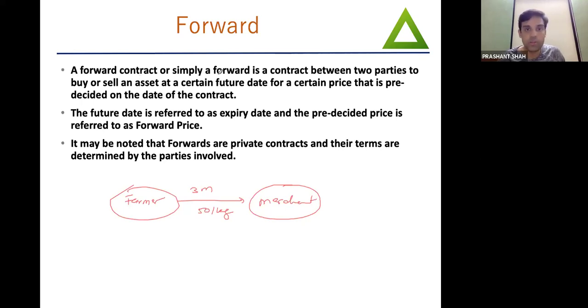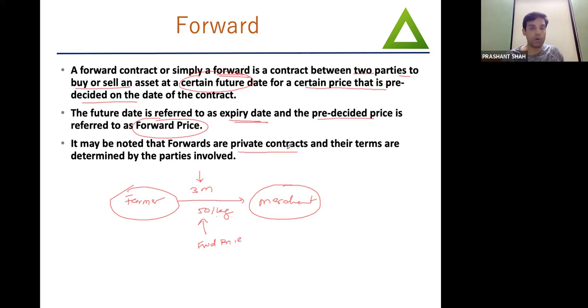A forward contract, or simply a forward, is a contract between two parties. It can be an agreement also, but contract is definitely better, to buy or sell an asset at a certain future date. So we have defined a period. Look at this, this is after 3 months, at a certain price that is pre-decided on the date of the contract. The future date is also referred to as the expiry date, and the pre-decided price is also referred to as the forward price. So now we can simply say this is our forward price, and 3 months is our expiry date.